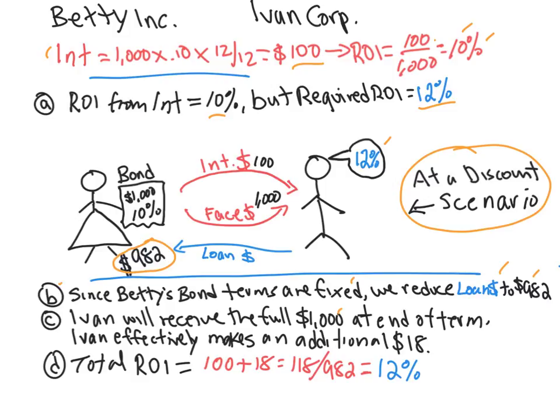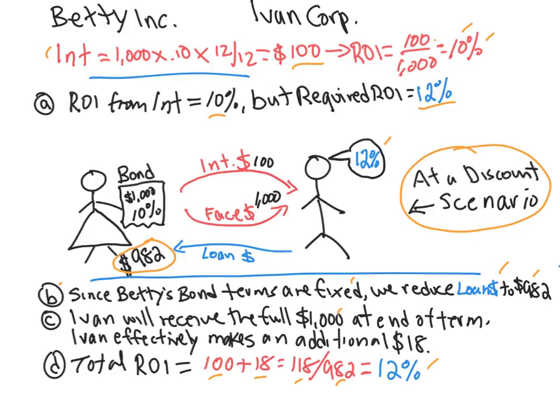So if you come down here, you know that Ivan will earn $100 from the interest payments plus 18 more through the discounting. So the total return to Ivan is 118. Total investment from Ivan is 982. So now that's how you come up with a 12%.